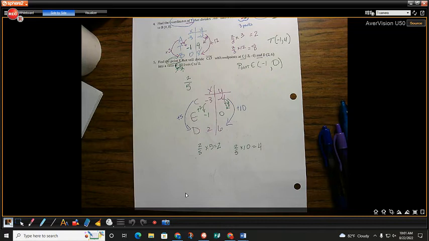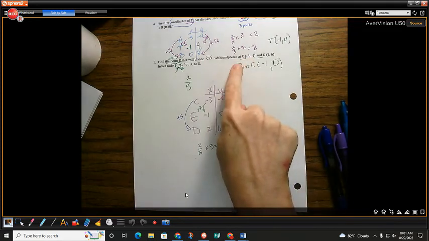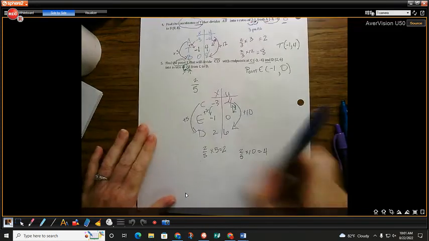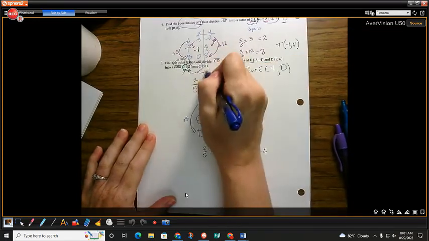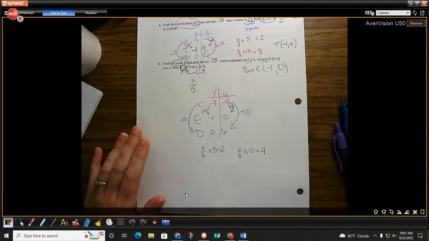Simple. So guys, remember, direction matters. If you go the wrong direction, you're going to get it wrong. So pay attention. Here we were going from C to D.